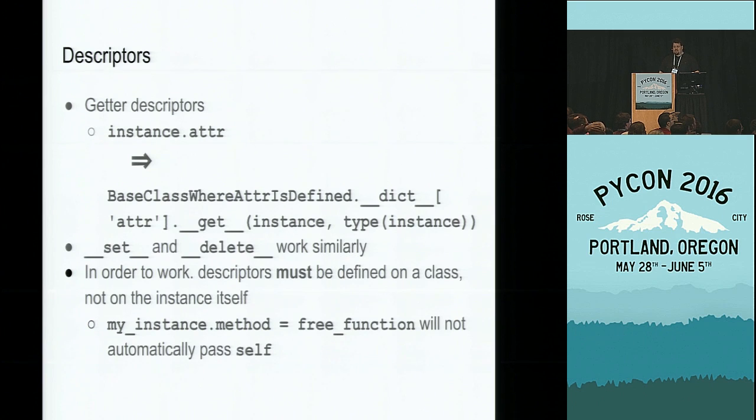There's an under set and an under delete. Under del was already taken. That would be called if I do instance.attr equals or del instance.attr. And so again, this only happens at a class, not on the instance itself. So if any of us were trying to monkey patch an instance somewhere, and we just set myInstance.method to some function that we had, that function won't receive self because that will be an attribute just of the instance, so descriptors aren't involved.